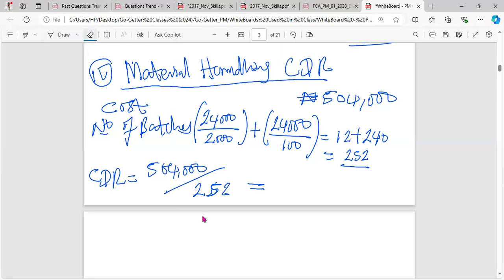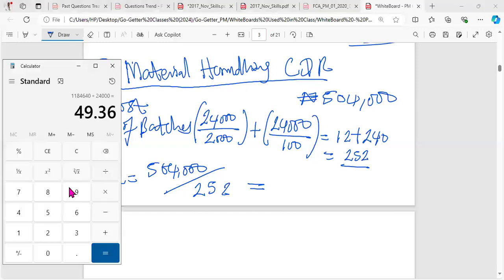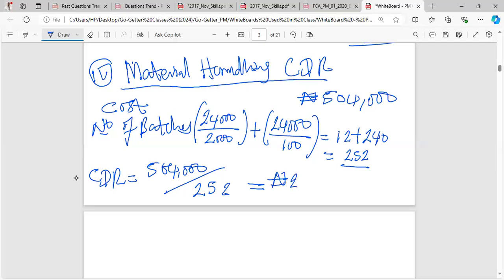Let me write this 252 well. All right. So we have 504,000 divided by 252, and that gives me 2,000. So this is going to give me 2,000 per material handling.